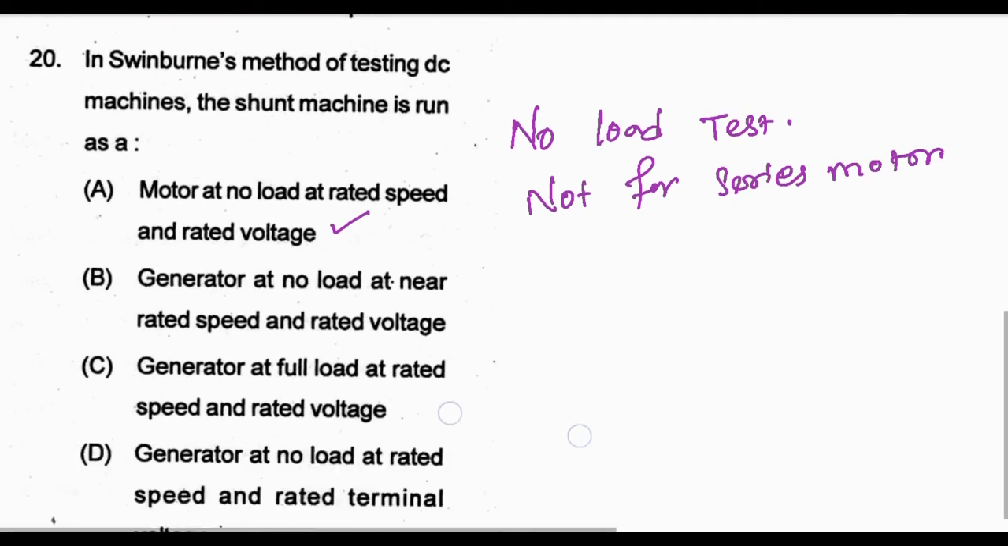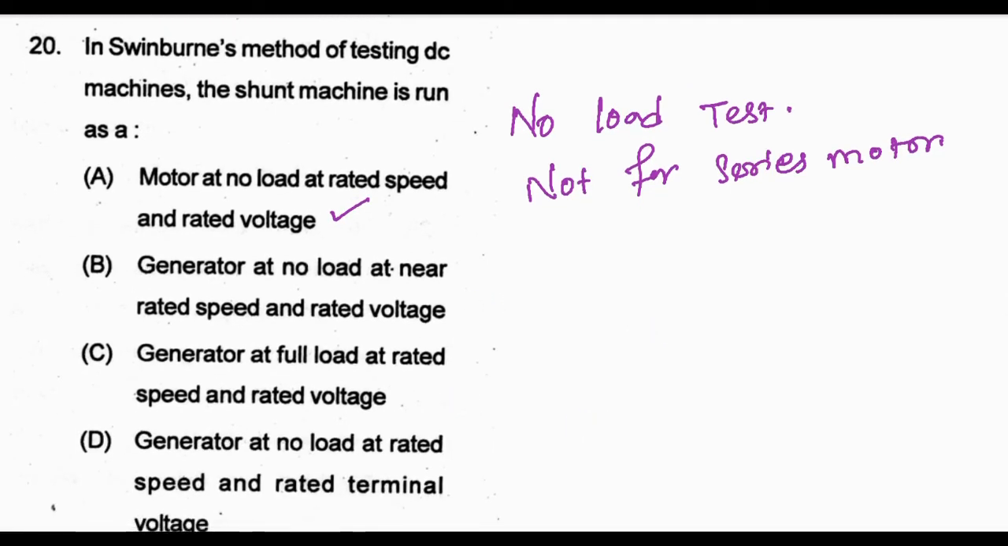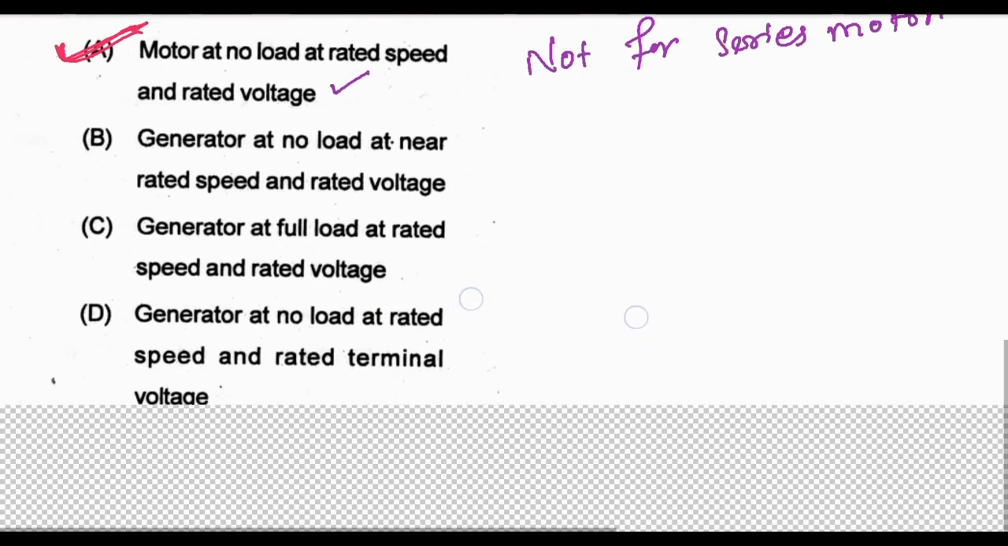Next one is question number 20. Swinburne's method of testing of DC machine, the shunt machine is run as a, this is option A, that is motor at no load at rated speed and rated voltage. Swinburne's test is a no load test and this is not preferred for series motors. The machine is run as a motor at rated speed and rated voltage.